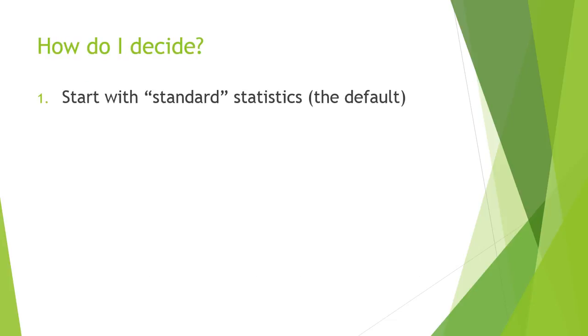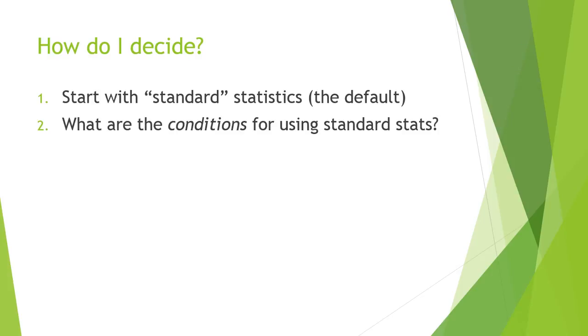So how do you decide which one to do? Well, you start with the standard statistics. You just assume in most cases that you're going to use the standard statistics, unless you happen to know beforehand that it's just not going to happen. Start with standard statistics, that's the default, and then you consider the conditions.